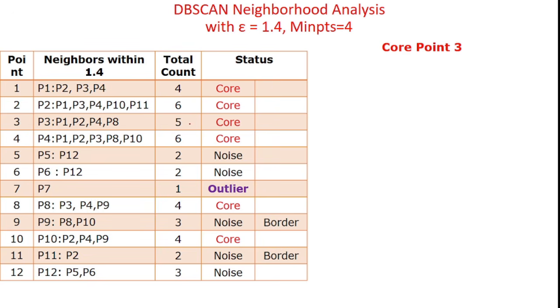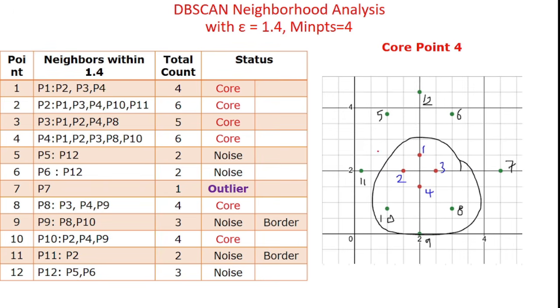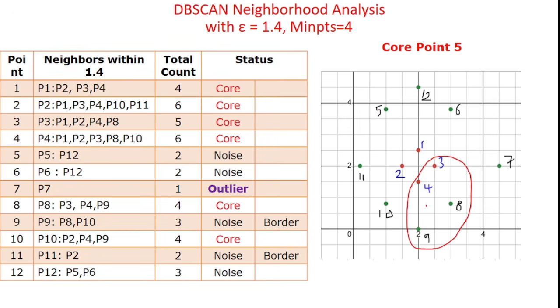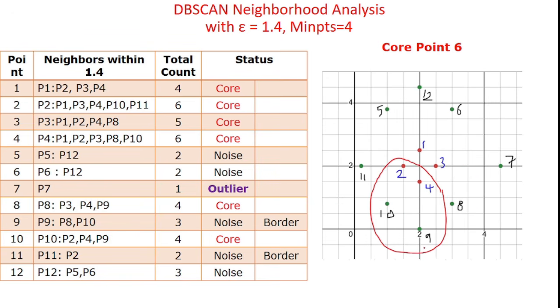The third core point is a combination of P1, P2, P3, P4 and P8. And the fourth core point is a combination of P1, P2, P3, P8 and P10, that's it. Got it? And the fifth core point is a combination of P3, P4, P8 and P9. And the sixth core point is a combination of P2, P4, P9 and P10.